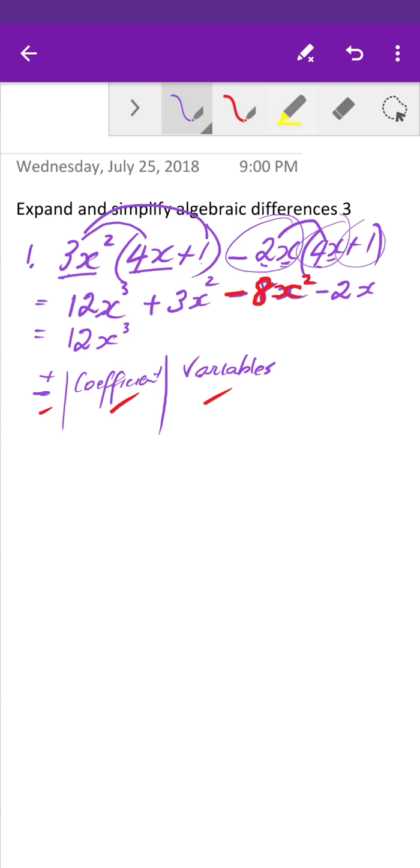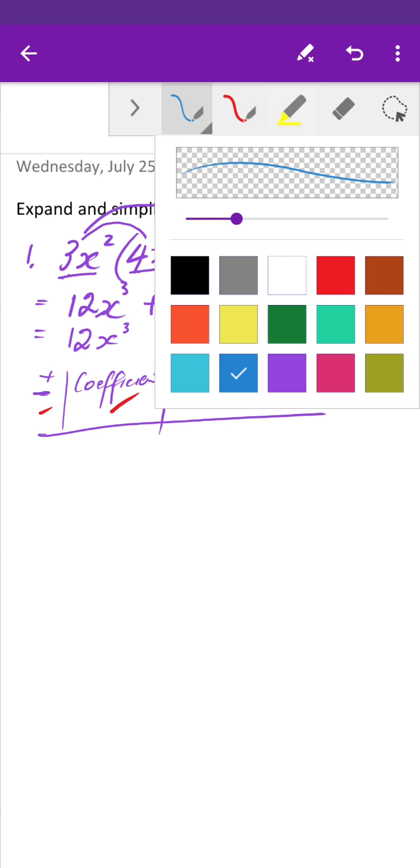The like terms are the x squared terms. So 3x squared minus 8x squared is negative 5x squared, or minus 5x squared. And then minus 2x. And we've finished our expanding and simplifying. Alright, let's do another one.